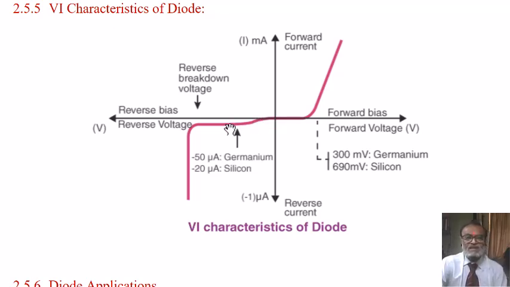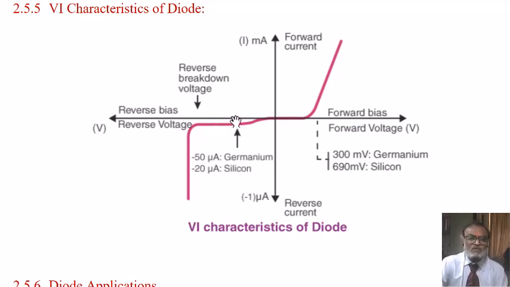The reverse leakage current is in the range of fraction of nanoampere to few nanoampere. When you go on increasing the reverse voltage between anode and cathode, the current remains mostly a reverse leakage current.